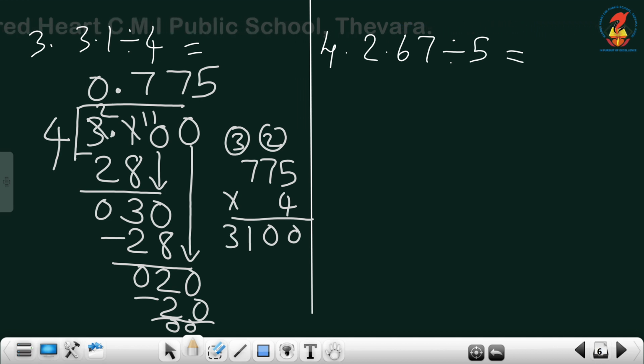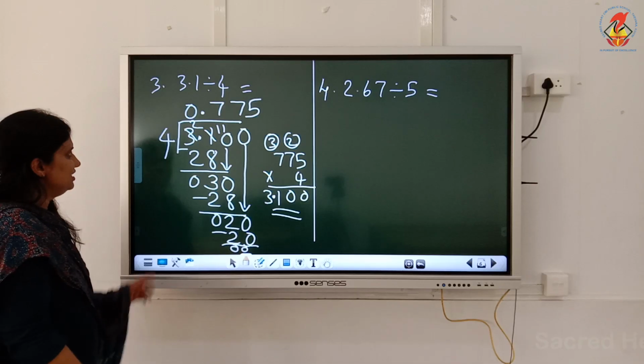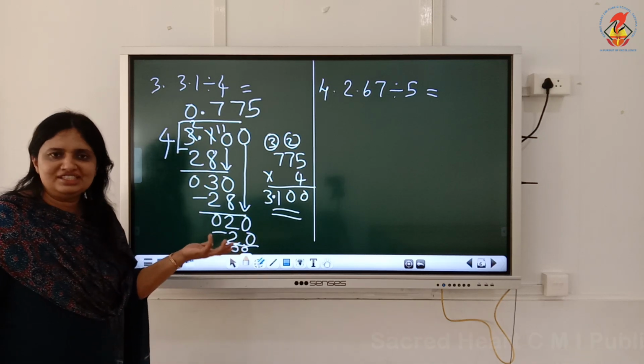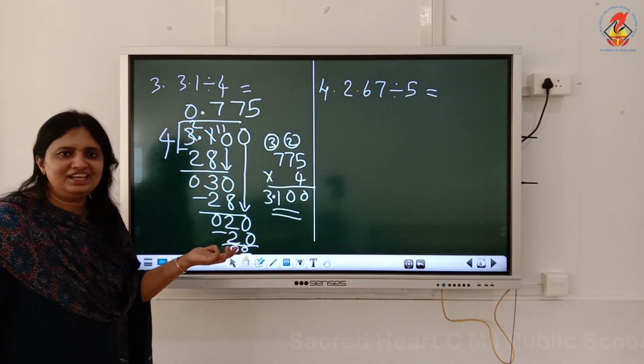See this. After that I need to put the decimal point. How many decimal places are here? In 0.775, 3 decimal places are here. So here also I need to put 3 decimal places. The answer is 3.100. See, the dividend is 3.100. Our answer is correct, right? The question is correct, right?